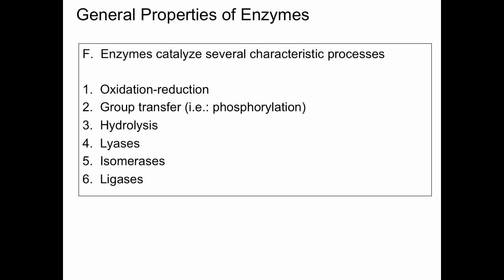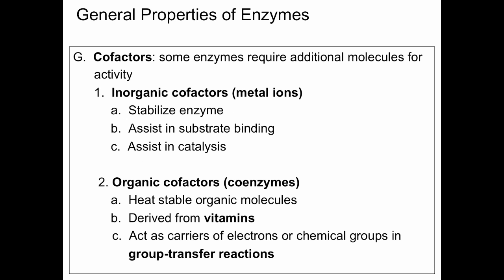And finally, we have ligases. Ligases such as DNA ligase form covalent bonds between nucleotides. Many enzymes rely on cofactors. These can include inorganic cofactors such as metal ions, which stabilize the enzyme, assist in substrate binding, and also assist in catalysis. Or cofactors can include organic cofactors, also known as coenzymes.